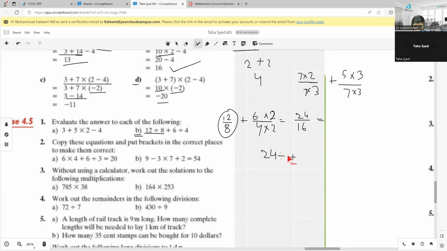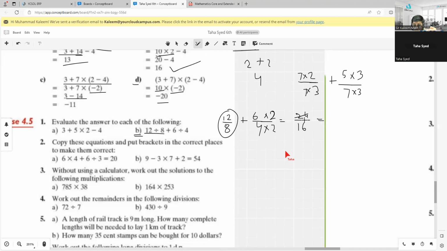24 divided by 16, but you have to write it in simplest form. What's the simplest form? Look, it's very clear. I think I told you how we can cancel the fraction. We have to check both numerator and denominator. Is there any number which divides both numerator and denominator? If we have, then we have to divide with that.